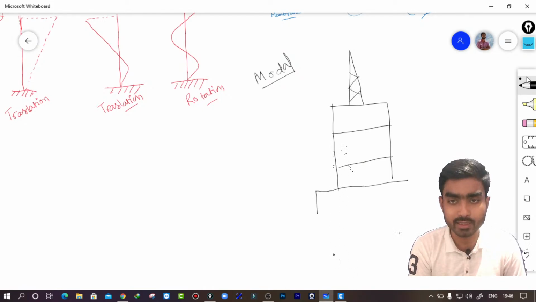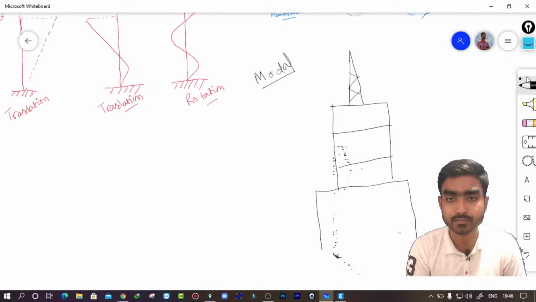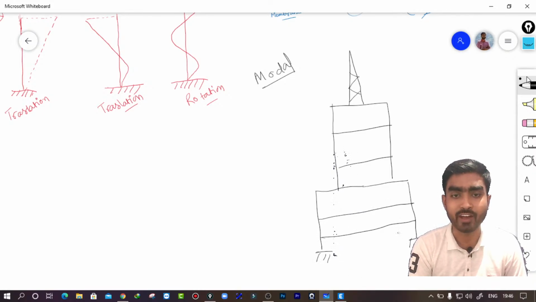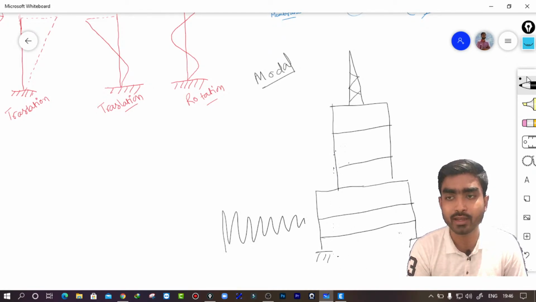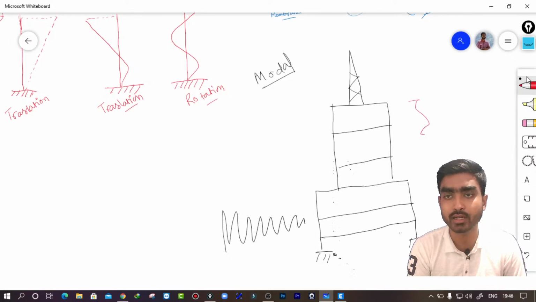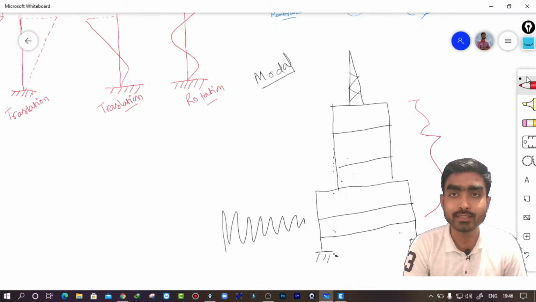Okay, suppose my building is like this, and this is the base. Now when you give a vibration to this structure, what will happen? This bottom portion of the structure will move with a different frequency, and the top, the steel tower, will move with a higher frequency.